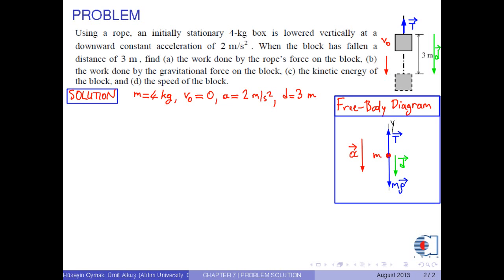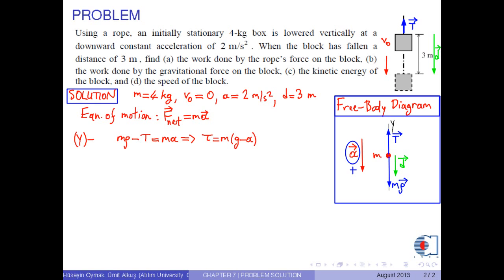Now we write the equation of motion with the help of Newton's second law, F net equals ma. Since there is motion only along the y-axis, in order to write the equation of motion along this vertical line, we choose the direction of the acceleration vector to be positive. Therefore, the net force becomes mg minus T, which is equal to m times a by Newton's second law. Therefore, we get an expression for T as m times (g minus a). We put the numerical values into this equation and obtain 31.2 newtons.